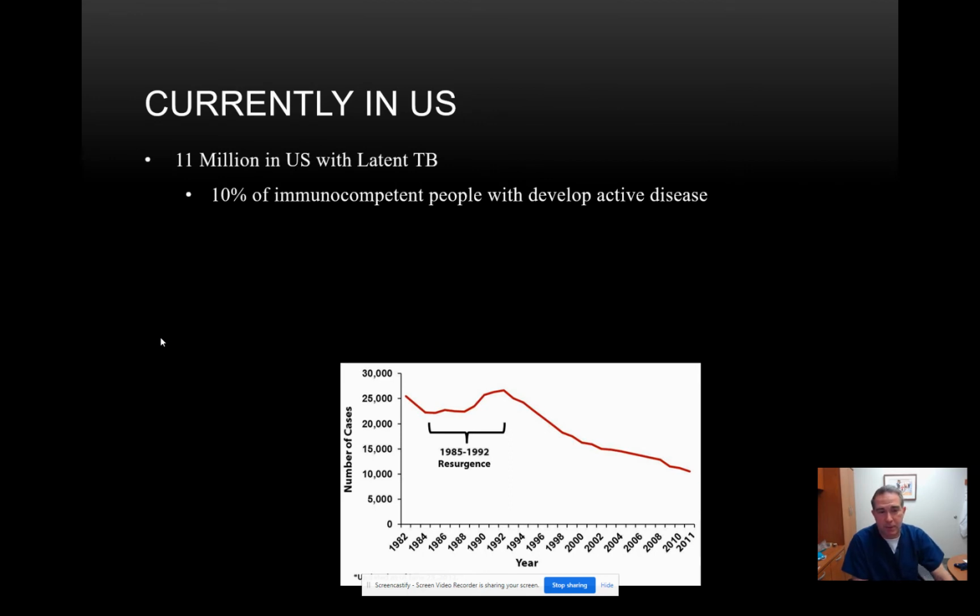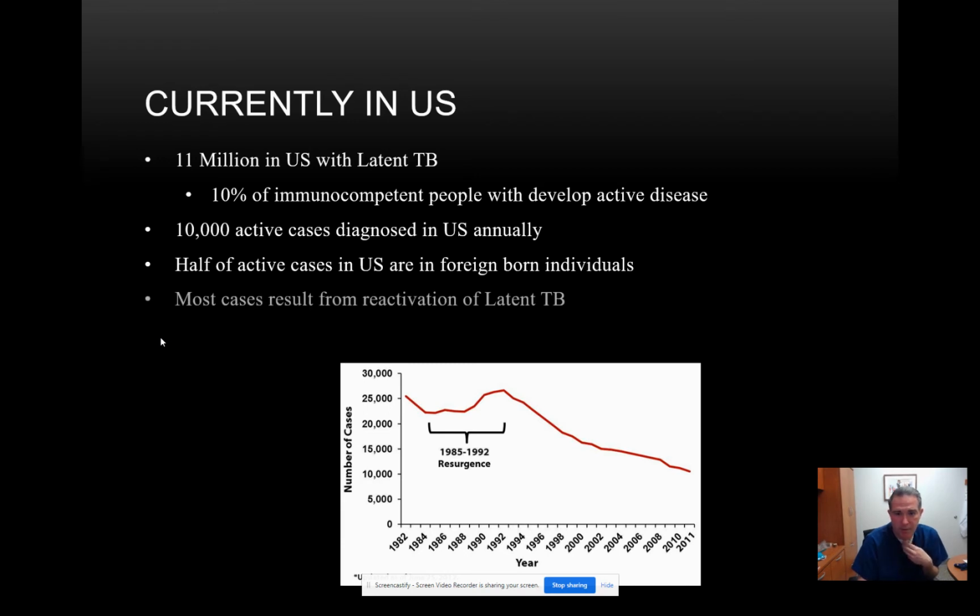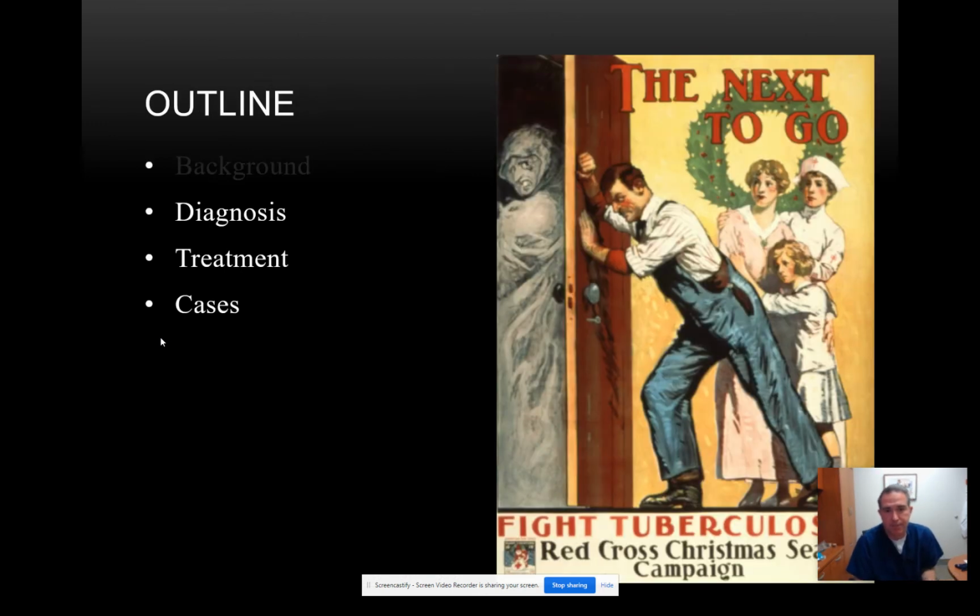There's still 11 million people in the U.S. with latent TB, and again, 10% of those people will develop reactivation TB. We see about 10,000 cases annually in the U.S. Half of them are in foreign-born individuals, and again, most of these cases are reactivation of latent TB. And TB is the leading killer of patients with HIV. So that's some historical background. We'll move on to diagnosis, followed by treatment and some cases.